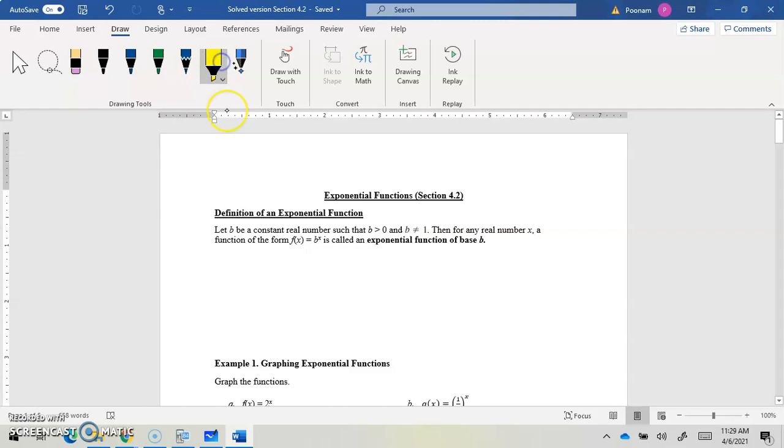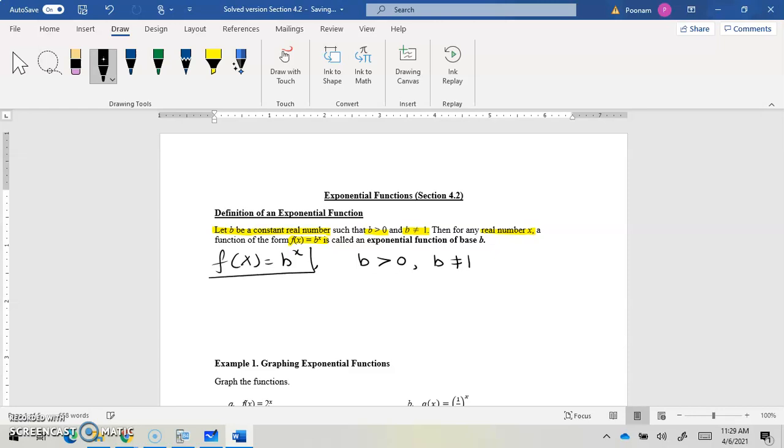An exponential function is a function, provided b is a constant real number, b is positive and b is not equal to 1. Then for any real number x as the variable, the function of the form f of x is equal to b raised to power x. Now what do we know? b is a positive number and b is not equal to 1. Then this is called an exponential function with base b. b is called the base.